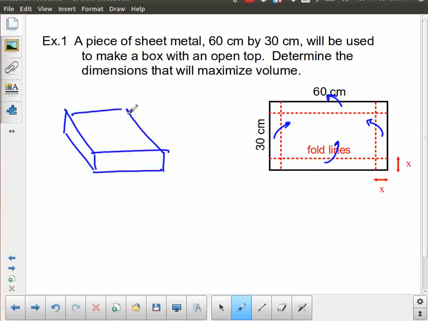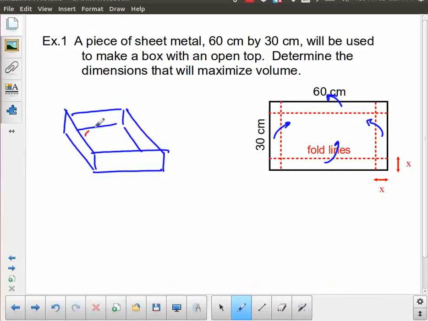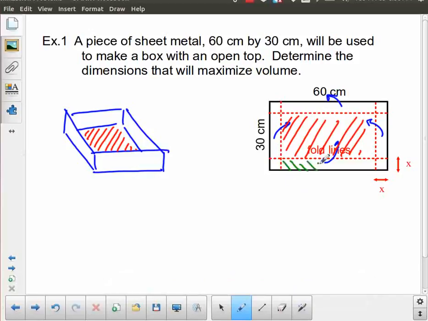So you can see that when I fold up those edges, and I'll just very quickly shade that in, I've got the base of the box here, and that would be this area. That's the base. And then I have the outside edges that I folded up, and I'll just show one of those. So there's one of those outside edges that I folded up, and that would be something like this part is an outside edge that's been folded up.